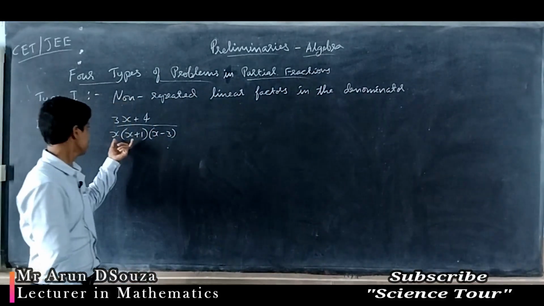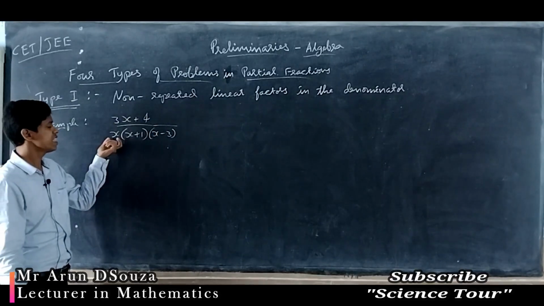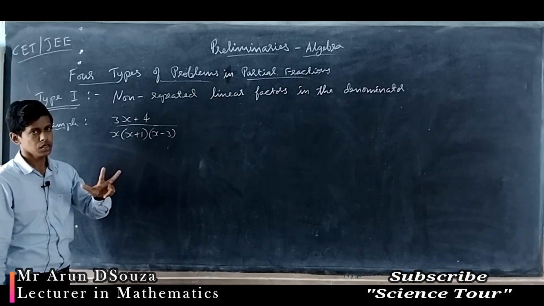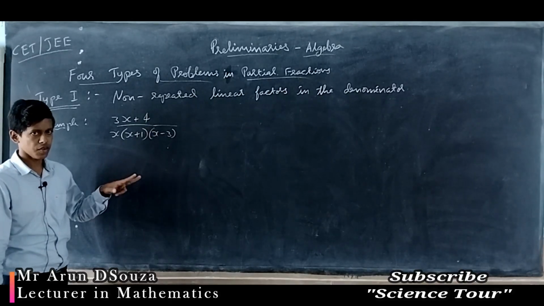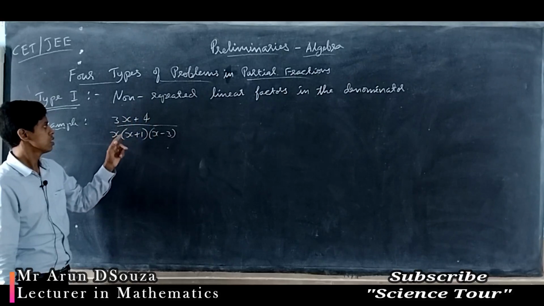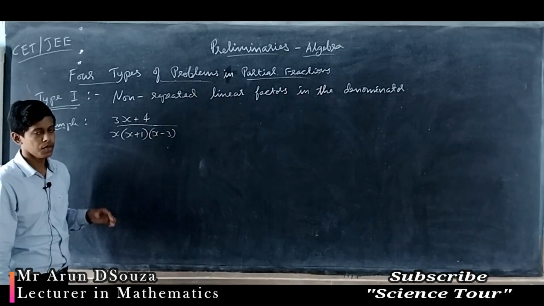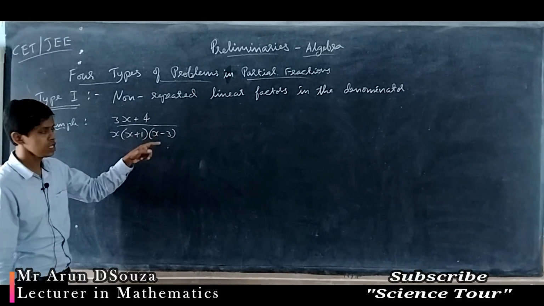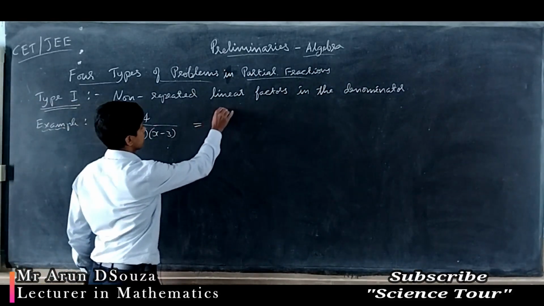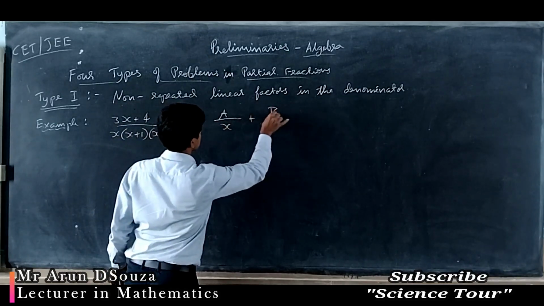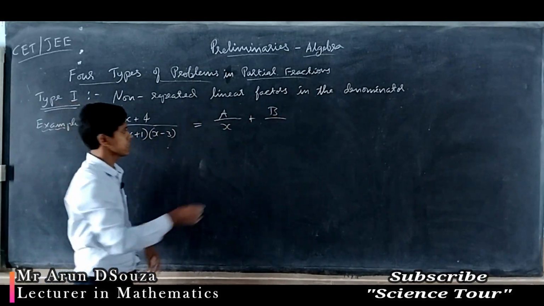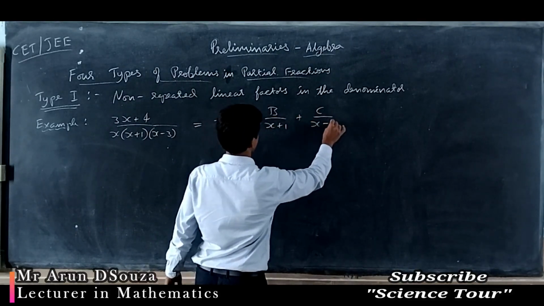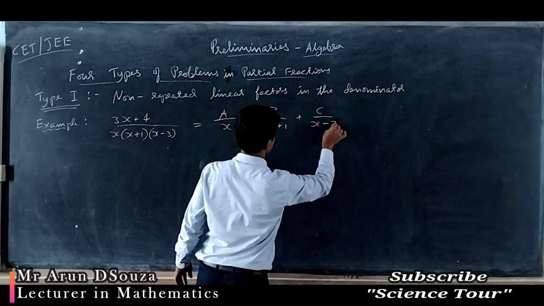Non-repeated linear factors in the denominator. You have the first linear factor, second and the third. So 3 factors which are not quadratic, linear factors, and they are not repeated. Then it's very easy to simplify. You have 3 things, therefore you take 3 constants. So write it as a by x plus b by the second factor, that is x plus 1, and then c by x minus 3.